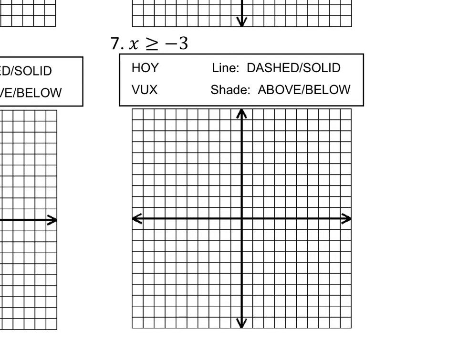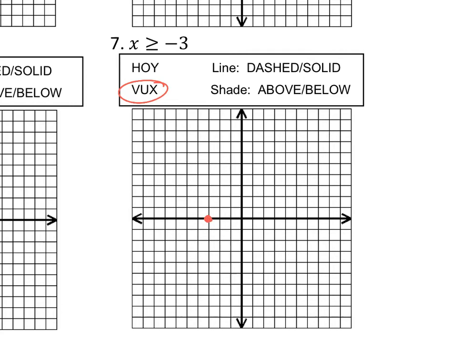Is this a Hoy or a Vux line? It's a Vux line because it starts with X. What kind of slope does this have then? It has an undefined slope, because remember the middle letter is my slope. That's an undefined slope, which means I'm going to have a vertical line at -3.